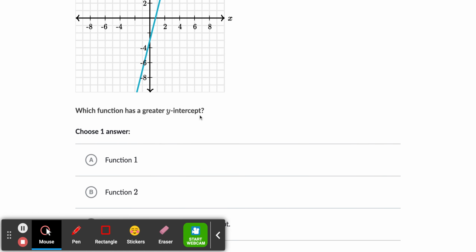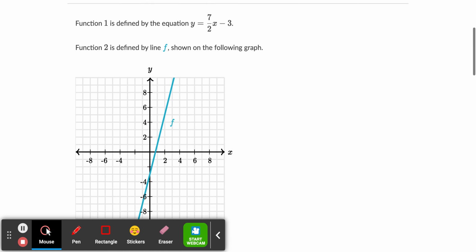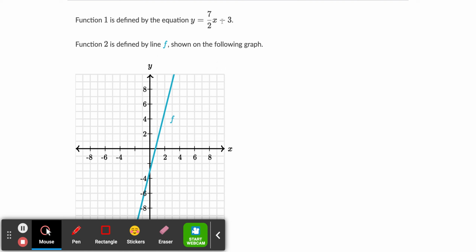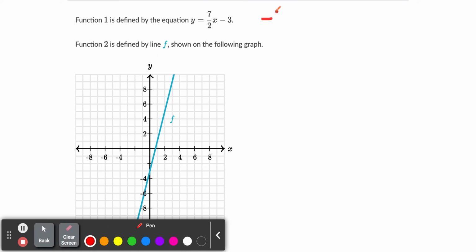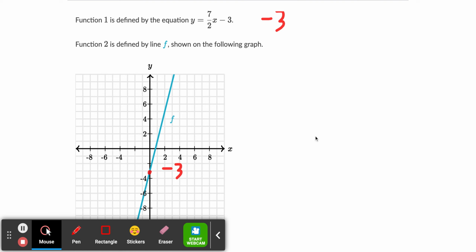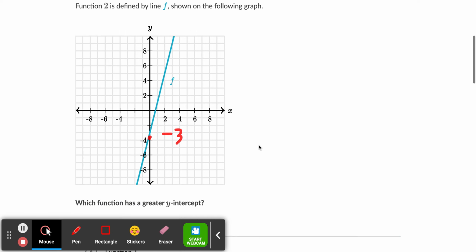It's another y-intercept question. Okay, so let's extract the b value from the slope-intercept form. So my y-intercept is just a -3 here. It's my b value. Don't confuse it in this example with the slope. We just want the y-intercept. And then my y-intercept on function 2, represented by the graph, is also a -3. Okay, so that means these two functions, even though they're different, they do have the same y-intercept.